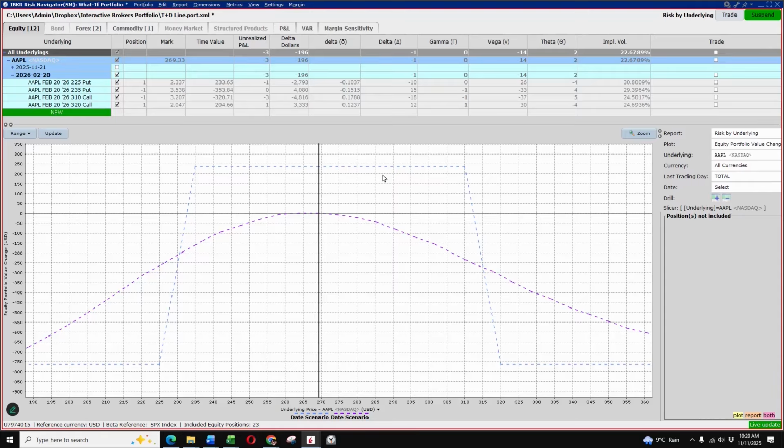So that's the main way I manage condors, thinking of this T+0 line as a hill and setting those price alerts halfway between the stock price and the short strike.